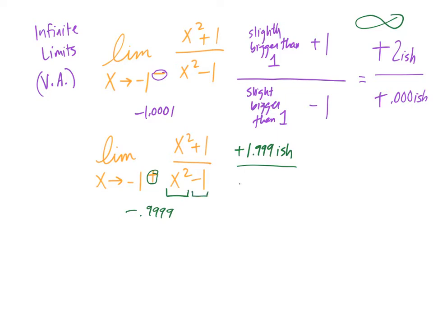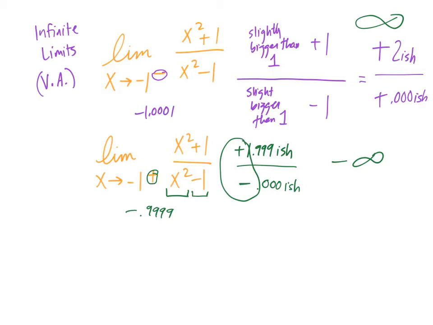full 1 from it, I get negative 0.000-ish. I get a tiny number, but it's negative. And again, the only thing that matters is the plus or minus. This is a positive number over a negative number, which means negative infinity. A more descriptive way to say does not exist.